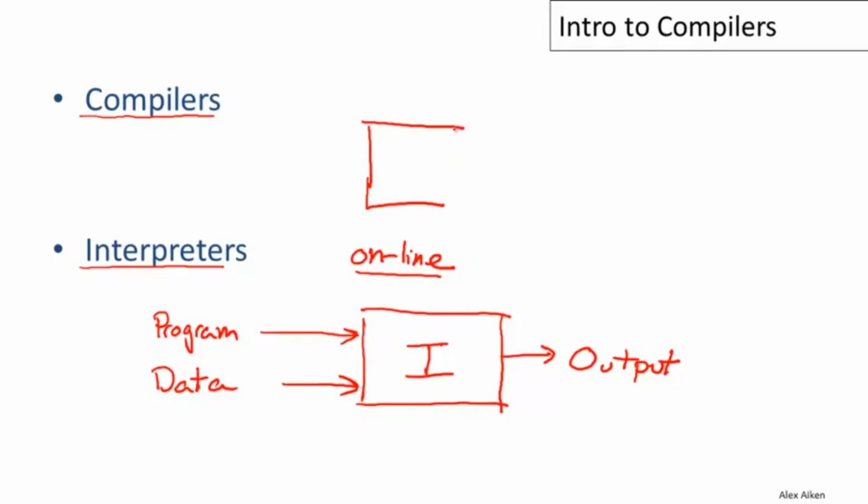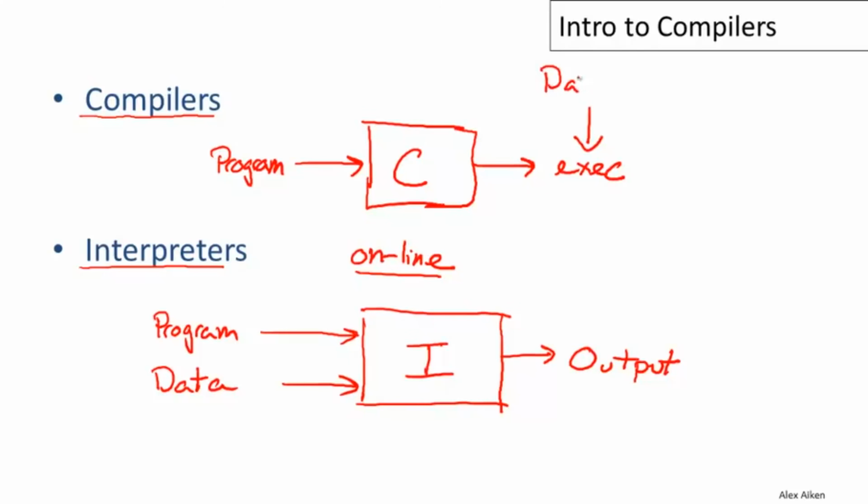So we can draw a picture here, which we'll label with a big C for the compiler. And the compiler takes as input just your program, and then it produces an executable. And this executable is another program. It might be assembly language, it might be bytecode, it could be in any number of different implementation languages. But now this can be run separately on your data, and that will produce the output.